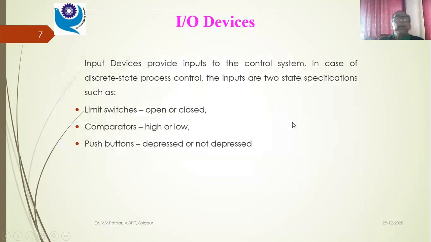But what are the input and output devices that are used? Input devices provide inputs to the control system. In case of discrete state process control, we have already discussed this. Now, what is the difference between discrete state and continuous process control? If we just take an example of a steel factory or any process industry for that matter, the raw steel that is molten and then it is rolled, re-rolled and reshaped, and maybe the I-sections are developed, the structural members are developed.